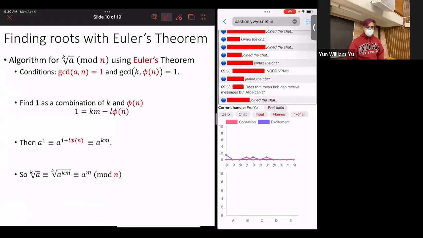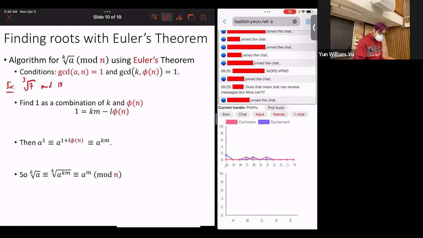So let's say that we're trying to find roots with Euler's algorithm. Well, we've done this many times. You all are going to be doing that in your quizzes this week. Let's go through a simple example of this. Let's say I want the third root of 7 mod 15.